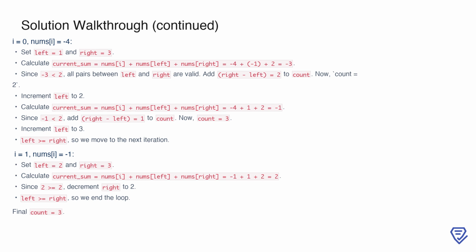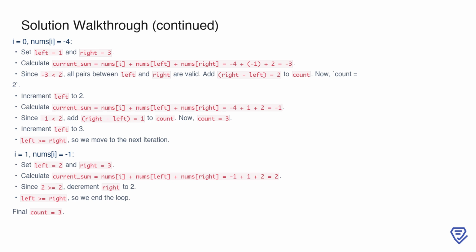We then increment the left pointer to 2 and calculate the new sum, -4 plus 1 plus 2, which is -1. Again, -1 is less than 2, so we add 1 more to the count, making it 3. After incrementing left again, left becomes equal to right, so we stop processing for i equals 0. Next, when i is 1 and nums[i] is -1, we set left to 2 and right to 3. The sum of this triplet is -1 plus 1 plus 2, which equals 2.